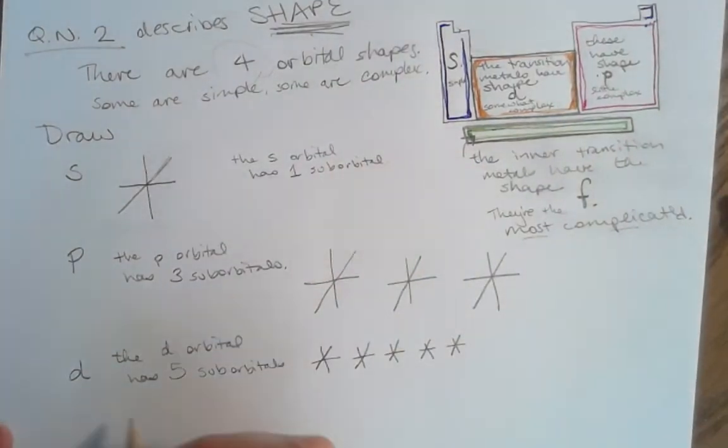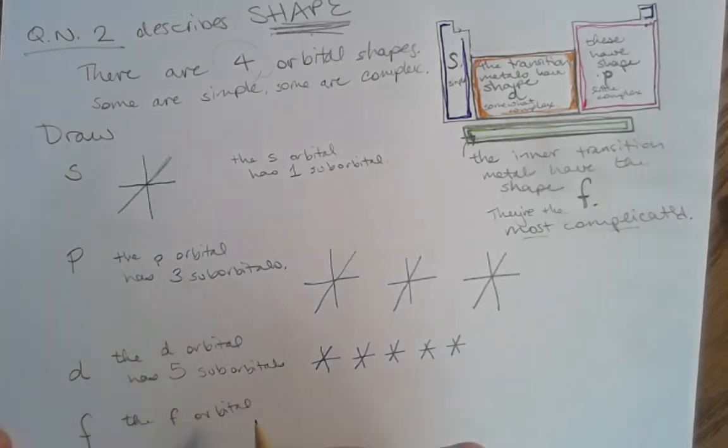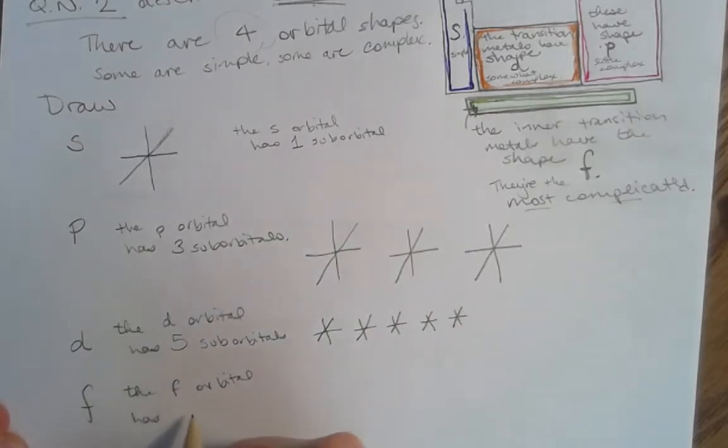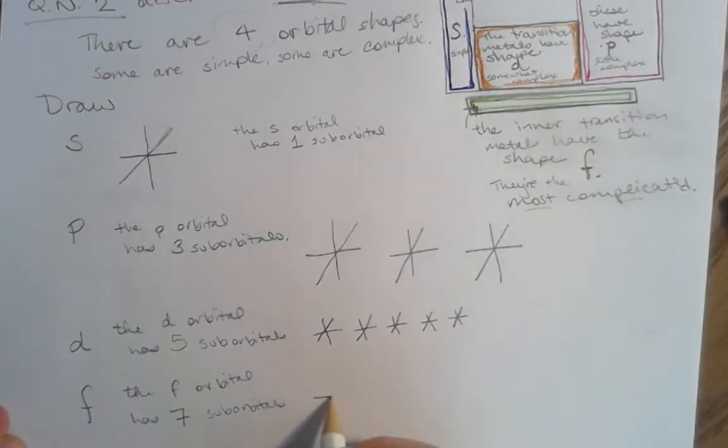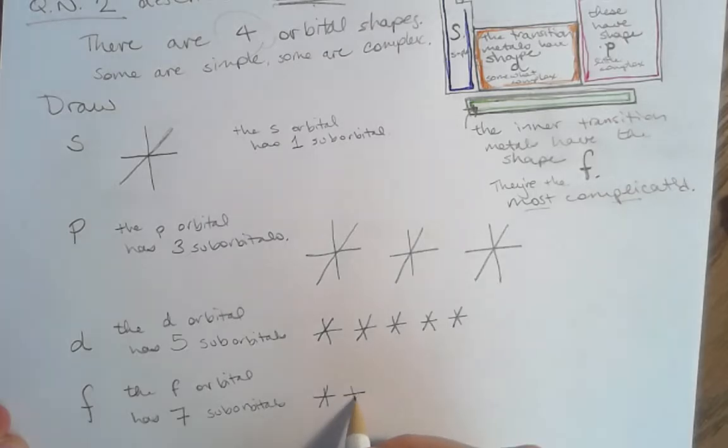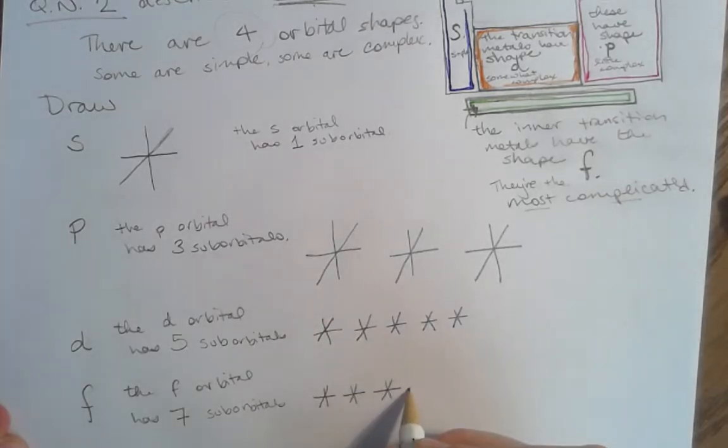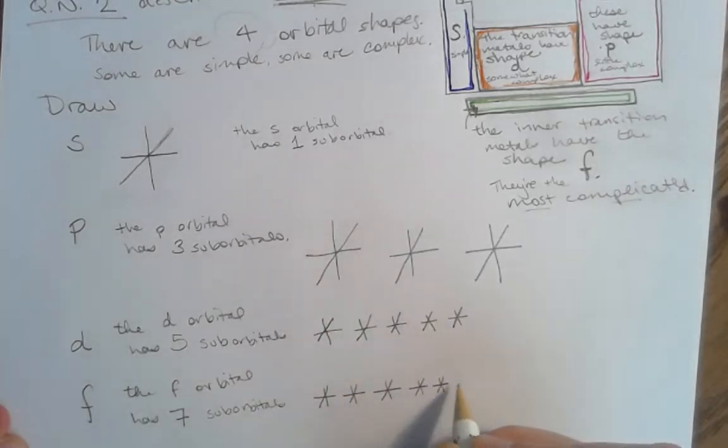The F orbital has 7, obviously, suborbitals. 1, 2, 3, 4, 5, 6, 7.